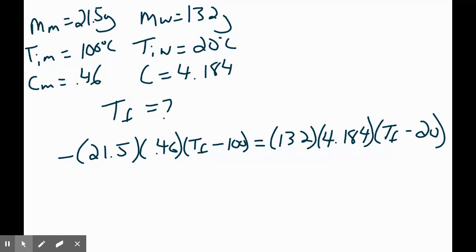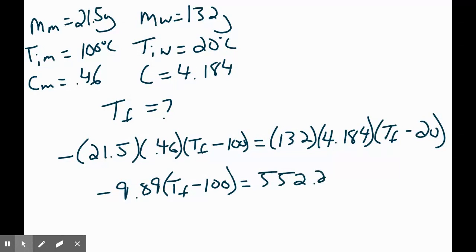So what you'll do first is multiply the 21.5 times 0.46, so that gives you negative 9.89 times final temperature minus 100. And then here you're going to multiply 132 times 4.184, and that gives you 552.28 times the final temperature minus 20.